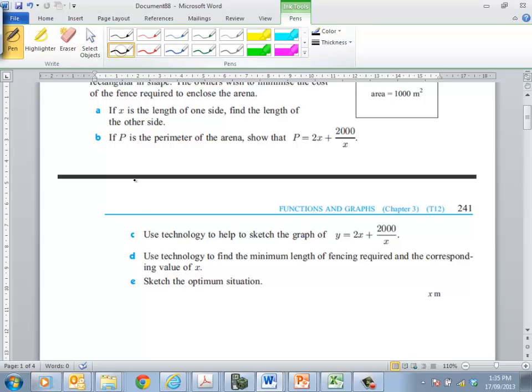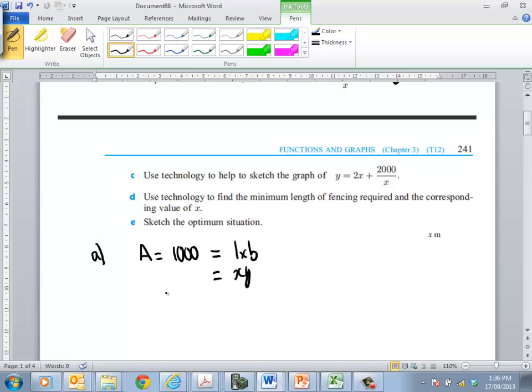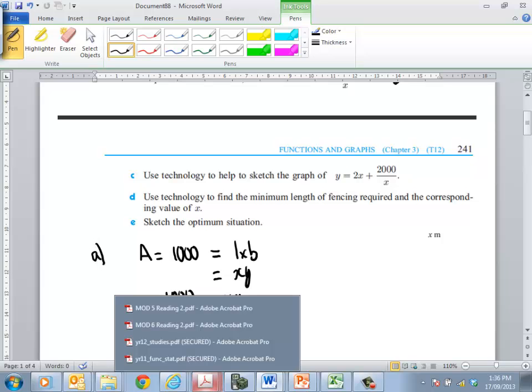So for part A, we know that the area is equal to 1,000, and we know the area is equal to the length times the breadth. In this case, if we call that side X, the other side maybe is Y. So area equals XY, and therefore 1,000 equals XY. We know one of the sides is X, so Y, the other side, has to equal 1,000 divided by X. So you're finding the other side in terms of X.